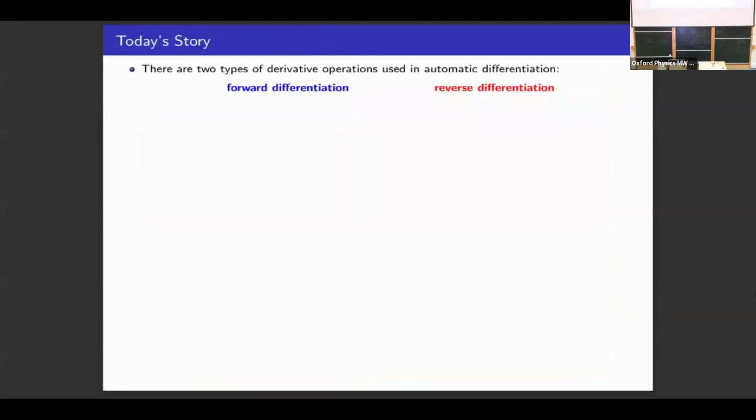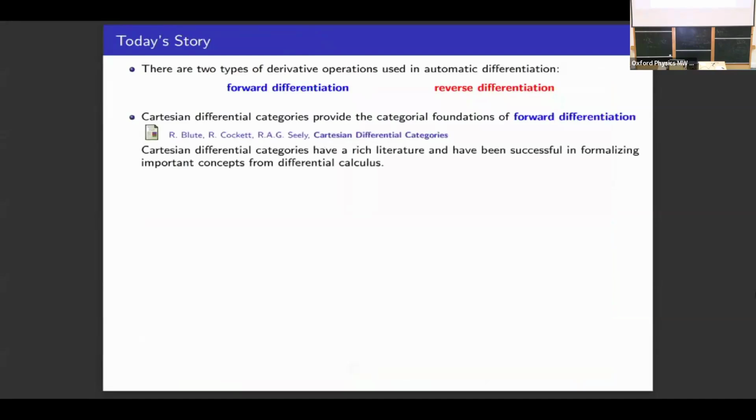So there are two types of derivative operations that are used in automatic differentiation: forward mode differentiation and reverse mode differentiation. Forward mode will always be blue and reverse mode will always be red. Don't ask me why. It's just how I see them in my head. The forward mode differentiation is captured by Cartesian differential categories, and these have been quite successful in giving the categorical foundations of differentiation and capturing various different things about differentiation.